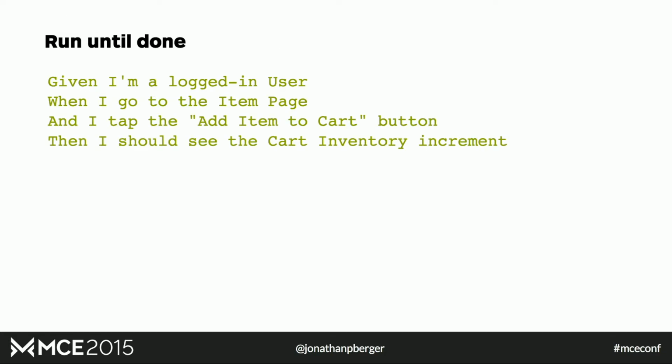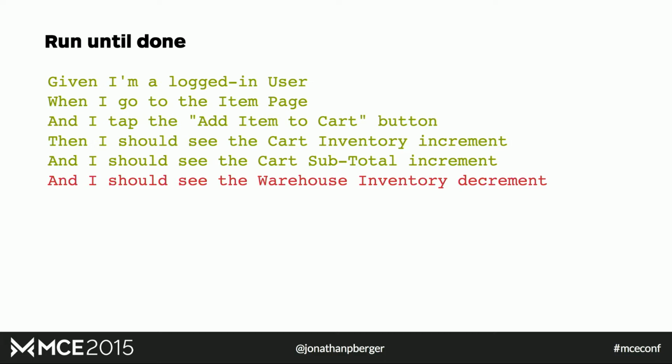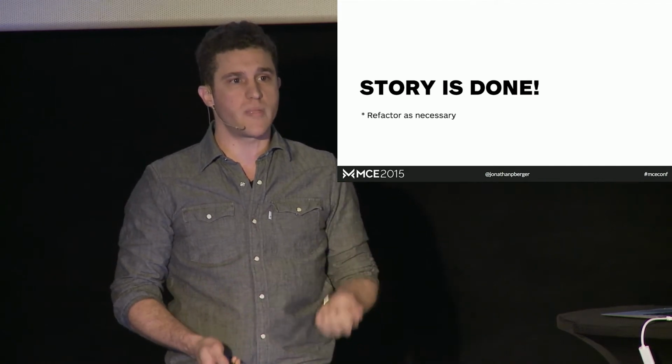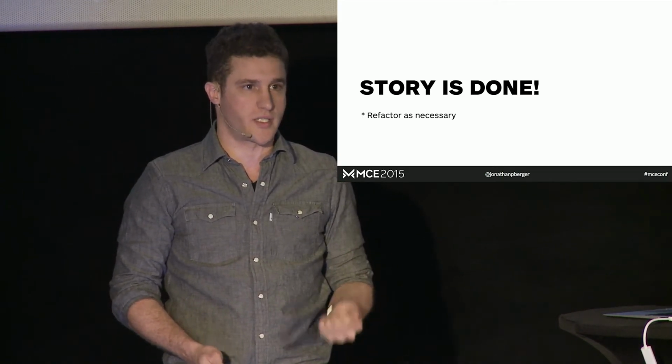And we're just going to keep doing it, right? Now we're green on cart inventory increment, and we'll see the cart subtotal increment. So now maybe we write a method for subtotal, and that goes green, and then we go again. We say, okay, we want the warehouse inventory to decrement. Great. And now we're done. And done means done. This is done. We might refactor a little, but we have a meaningful way of talking about this work being done. But now we're going to run the suite, right?